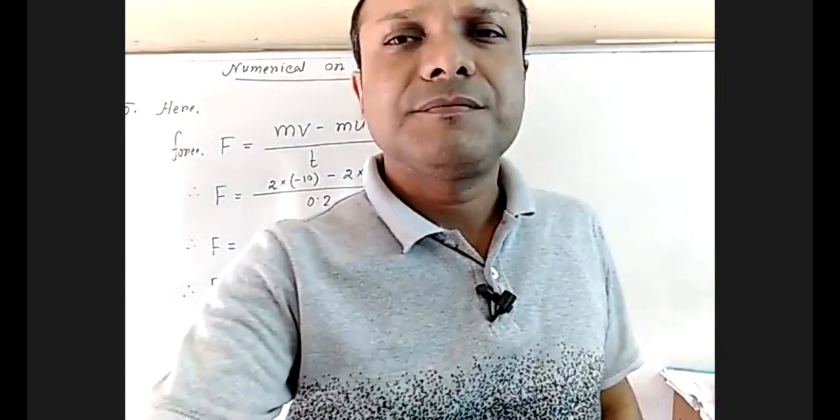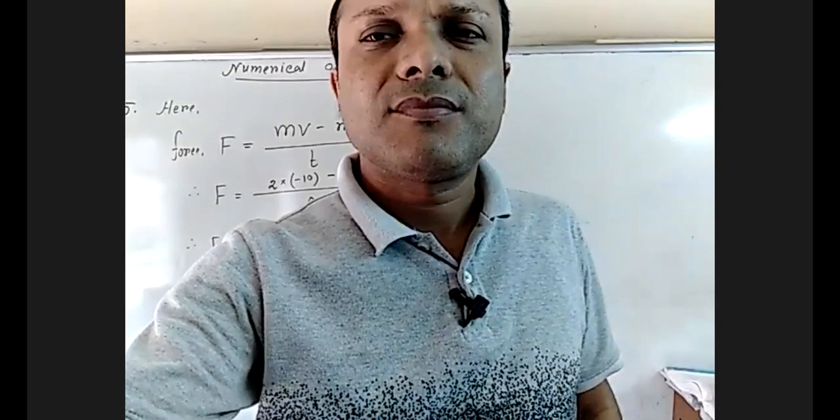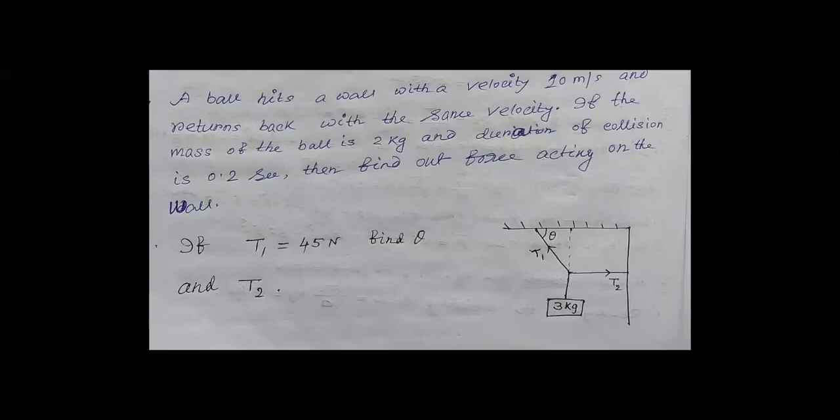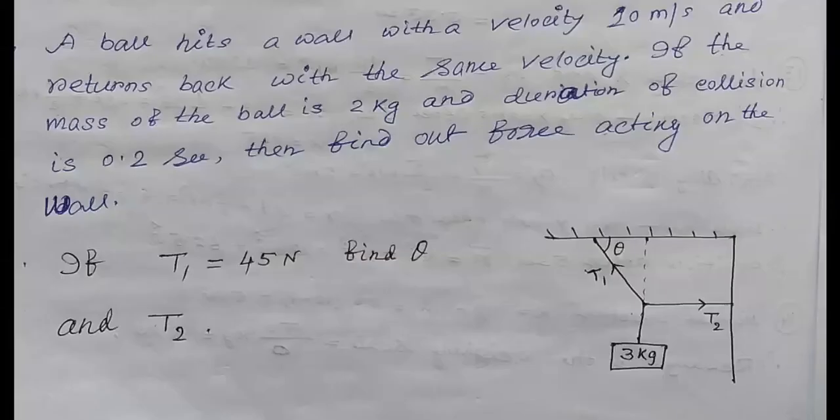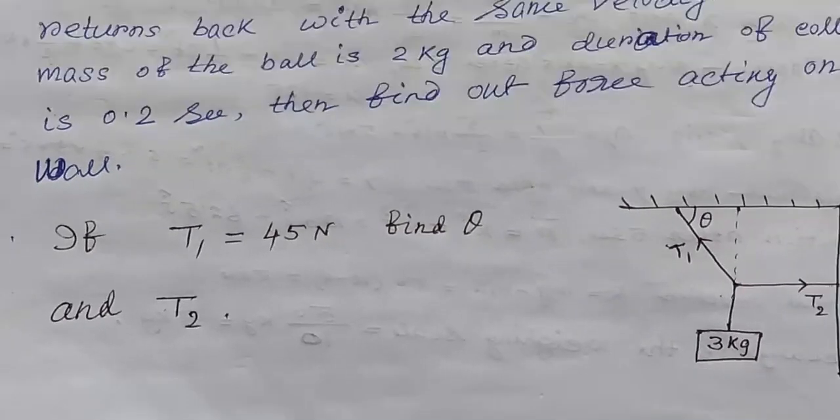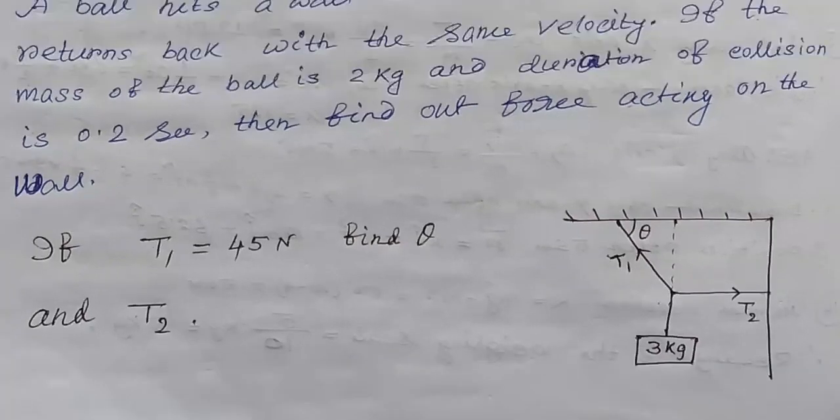Next, this is number 5. Go to number 6. Number 6. If T1 equals 45 Newton, find theta and T2. So you have to find two things. One is theta and the other is T2. Draw the figure.